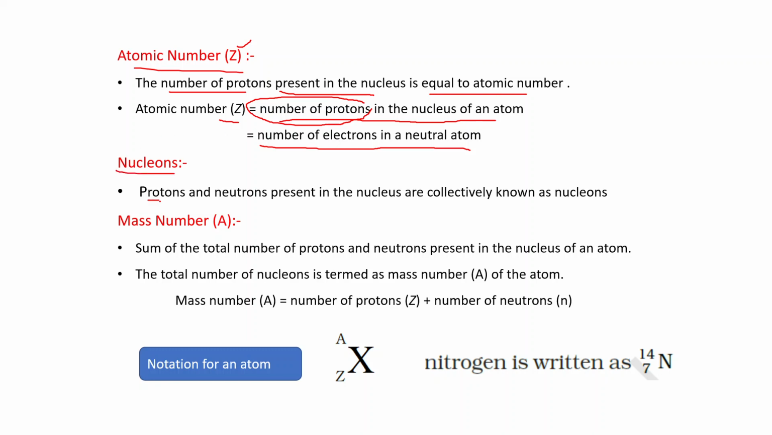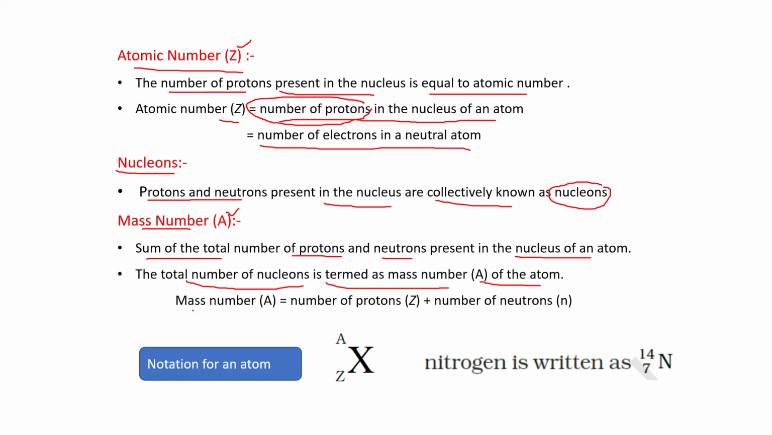Nucleons: protons and neutrons present in the nucleus are collectively known as nucleons. Mass number is represented as A. The sum of the total number of protons and neutrons present in the nucleus of an atom is known as its mass number. And as we know, protons and neutrons are collectively known as nucleons, so the total number of nucleons is termed the mass number of the atom.